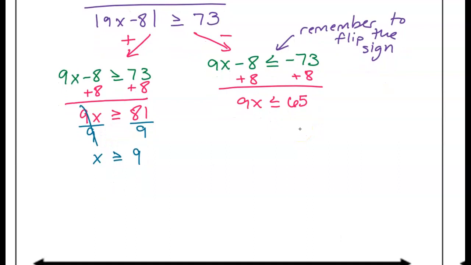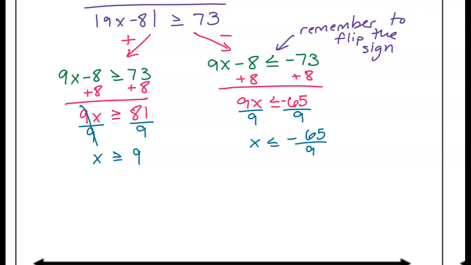Oh, it's a negative though. Negative 73 plus 8 is negative 65. So then I divide both sides by 9, and I have x is less than or equal to negative 65/9. Now, normally you'd get nicer numbers than this.